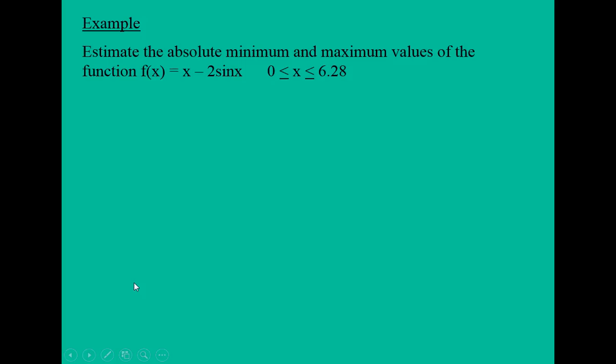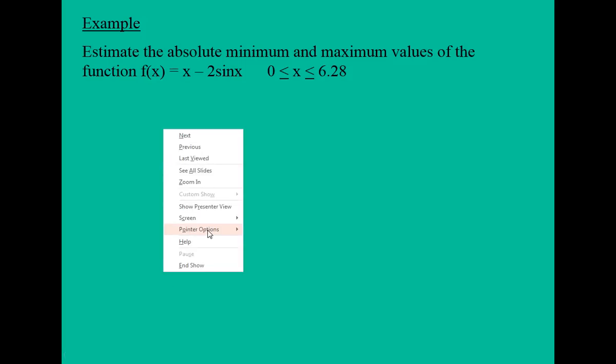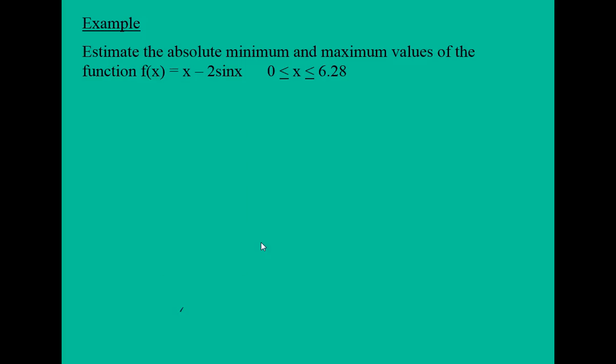Estimate the absolute minimum and maximum values of the function x minus 2 sine of x on the interval 0 to 2 pi. We'll be using the closed interval method. We do need to find f prime of x. So that's 1 minus 2 cosine of x.